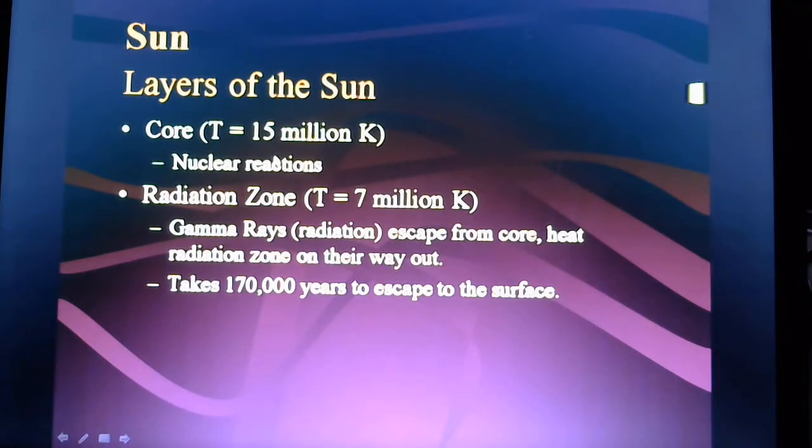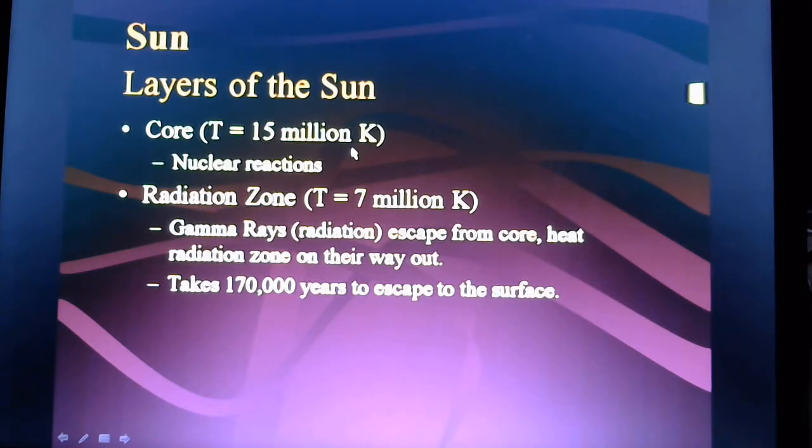So to begin with, we talked about the nuclear reactions in the core of the sun. That's where it is hot enough for the nuclear reactions to take place. That's where you can get hydrogen smashing together so that it can merge and become helium. The temperature is 15 million Kelvin in the center of the sun, in the core.